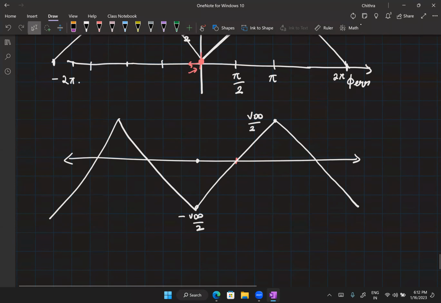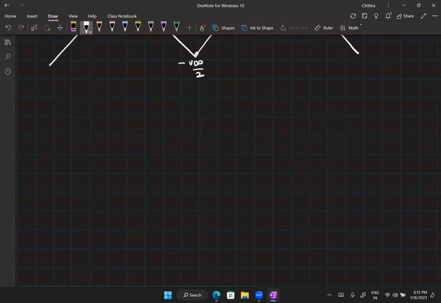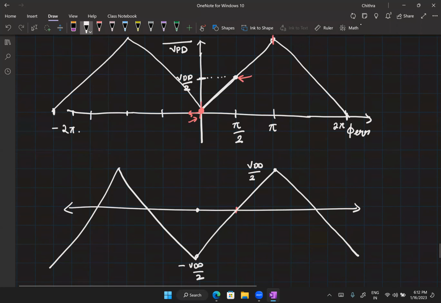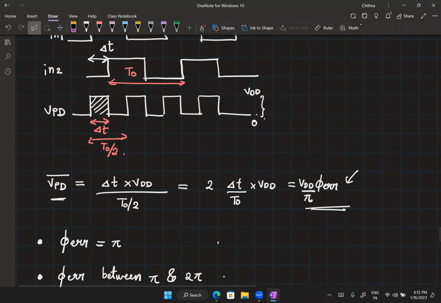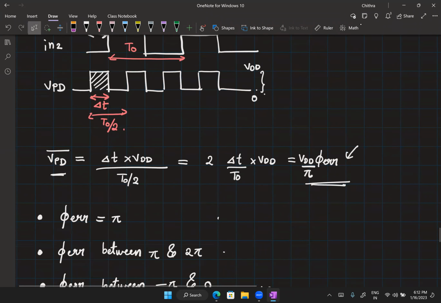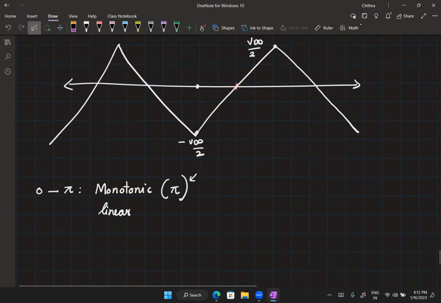Okay, so now if I consider the range from 0 to pi, this is monotonic. Is it linear? This is also linear, right? And the range where it is monotonic is equal to pi. So not much improvement here. This is same as the other phase detectors we discussed, but at least this is linear in nature. And also logical gates are much easier to implement. So that way there are more advantages to this phase detector.